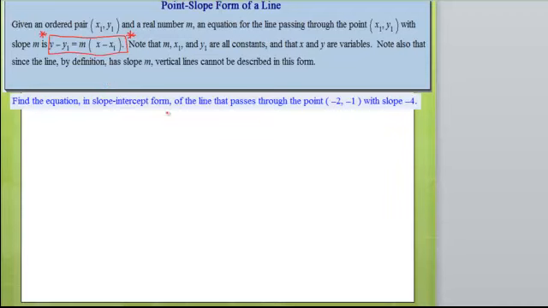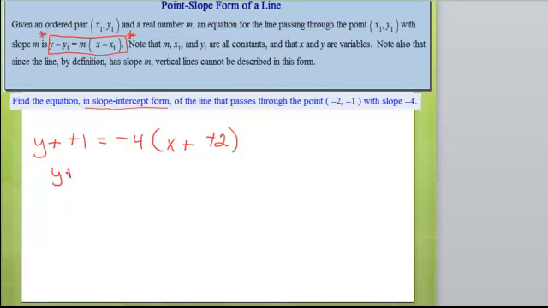Find the equation in slope-intercept form of the line that passes through the point (-2, -1) with slope -4. Well, we just use this formula. We're going to replace the y1, the m, and the x1. And keep in mind that they're telling us to write it in slope-intercept form. So we're going to follow the formula. Y minus y1 equals m, that's your slope, times x minus x1. Clean it all up and put it in the correct form.